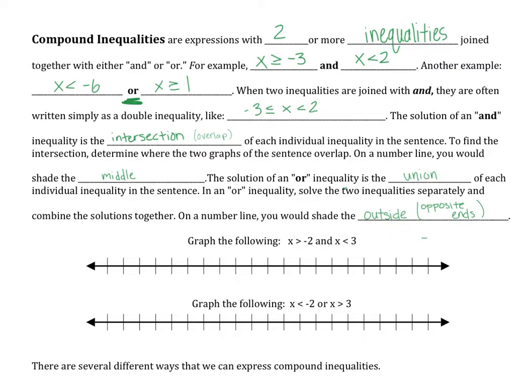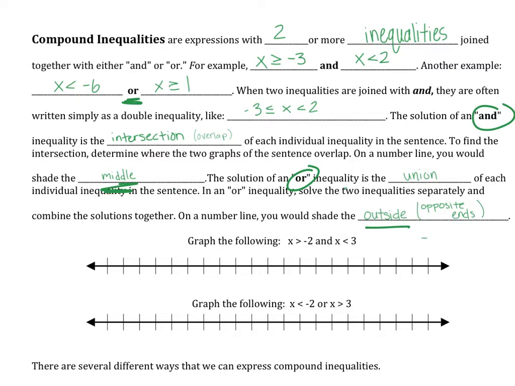The solution of an "or" inequality is the union of each individual inequality in the sentence. So in an "or" inequality, solve the two inequalities separately and combine the solutions together. So for an "or," you will have the outsides, and for an "and," you will have the middle.